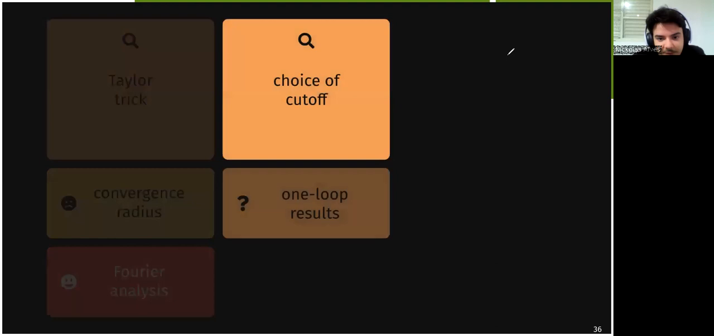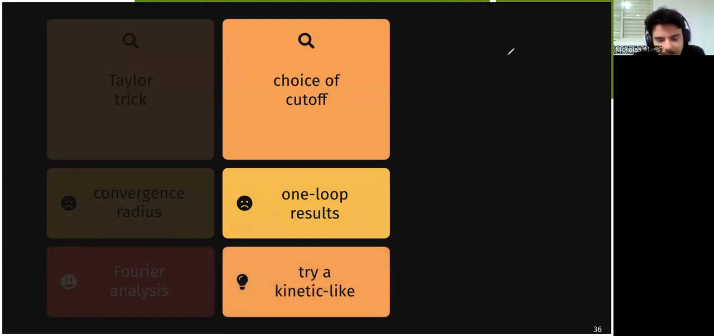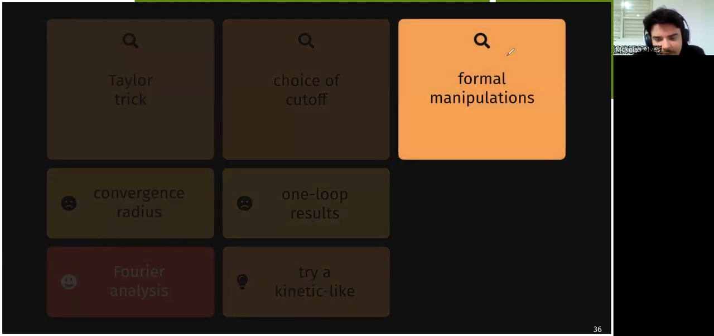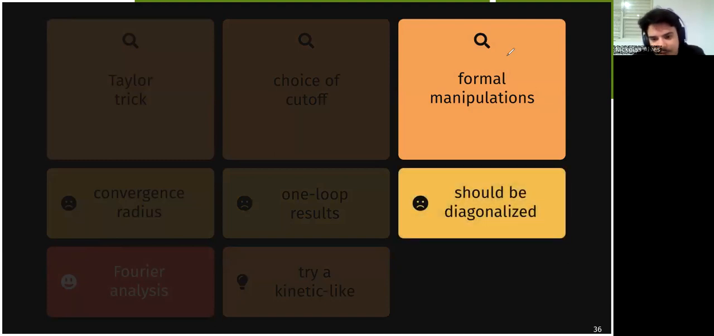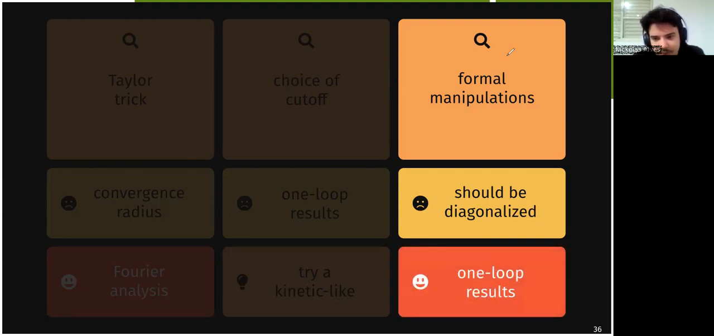Then we have the issue of choice of cutoff, and we decided to compute one loop results to see what happens. And the one loop results actually work. So it seems that the choice of cutoff might be wrong, and it might be interesting to choose a different cutoff ansatz. At last, there are formal manipulations everywhere during the calculations that might be an issue, and that would be needed to be diagonalized in the functional matrices to actually be well defined. But the one loop results suffer of the same issues with formal manipulations, and they still work.